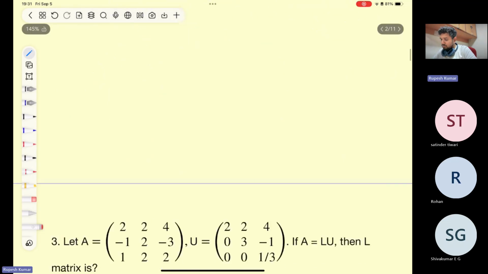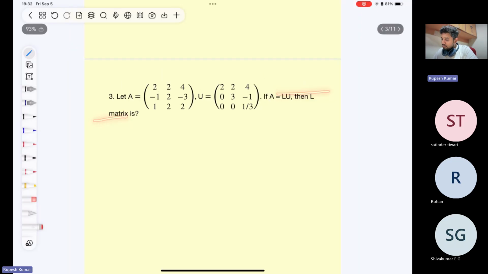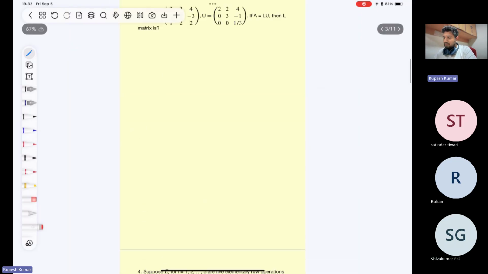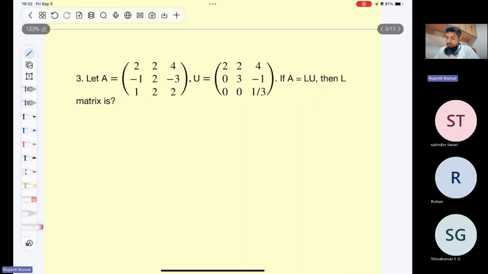Great. Let's move on to the next question. So let A equal this, U equal this. If A equals LU, the L matrix is, right? So let me look into other questions which are more conceptual. I want to answer them, and then I will come back to these numerical problems, right? So you can do this problem on your own.